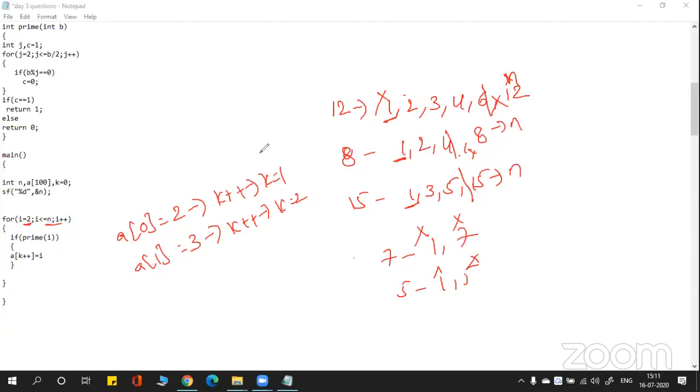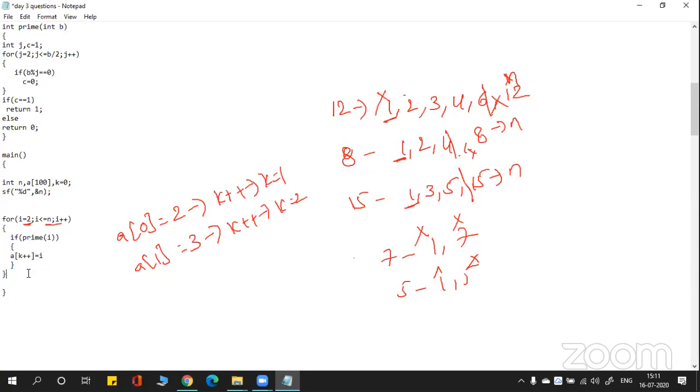Now what does this for loop do? This for loop creates an array of all the prime numbers from 2 to n, whatever may be the prime numbers you have. So check whether it is a prime number or not. If it is a prime number, store it in the array. If it's not a prime number, then don't do anything.